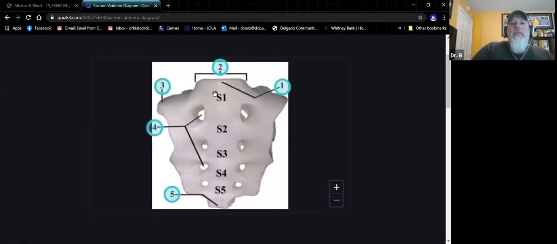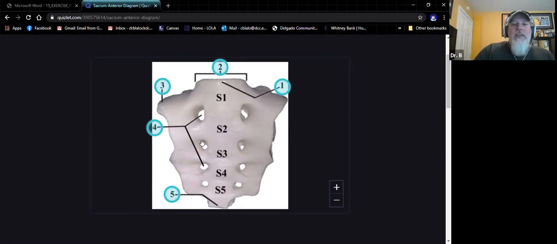The sacrum has 2 different regions to it. It has the base and it has the apex. Now, base and apex don't mean what you think they mean. I know most of the time when you think about base, you're thinking bottom. Base really means widest part. And it happens that the widest part on the sacrum is at the top. So number 2 is the base. And apex doesn't mean top, apex means point. So number 5 is the apex.